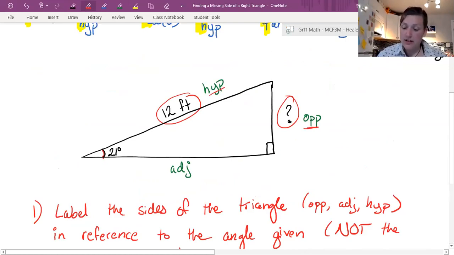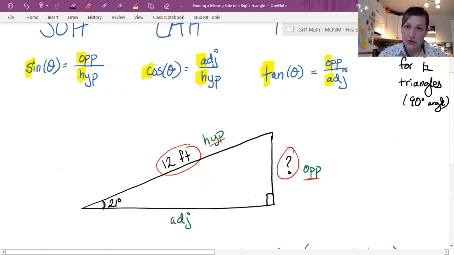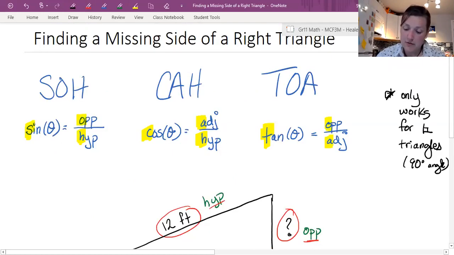So we're going to use that to figure out which ratio would be most useful for us. We look at our ratios and see which one uses opposite and hypotenuse. In SOHCAHTOA, you can see that sine is the one that uses opposite and hypotenuse.